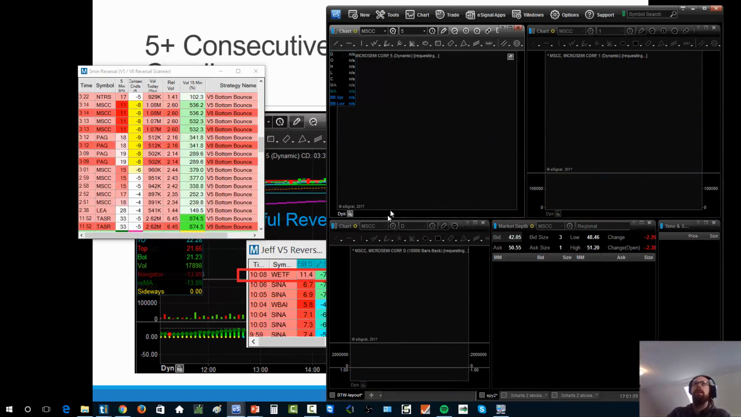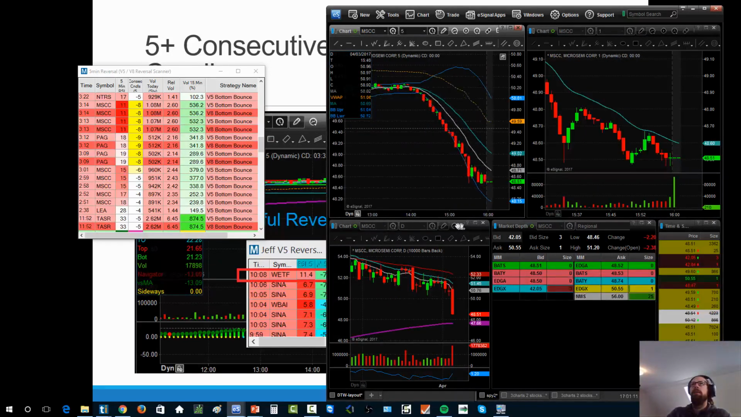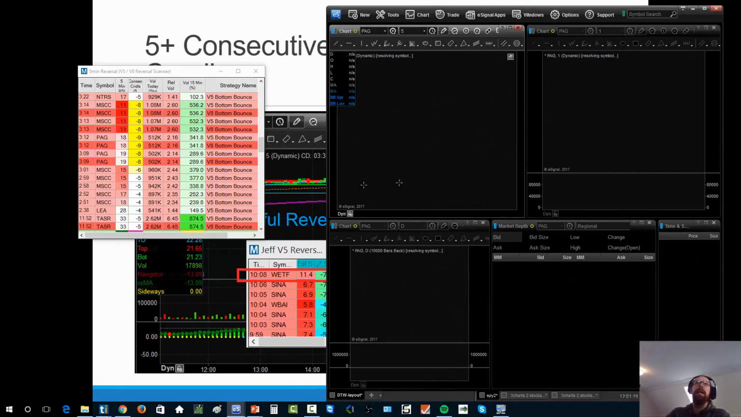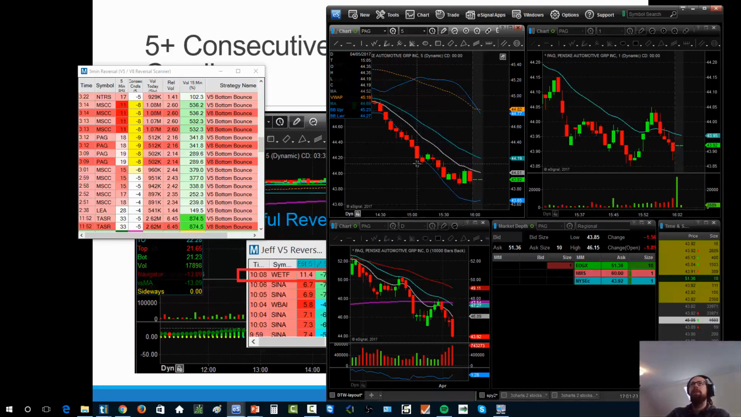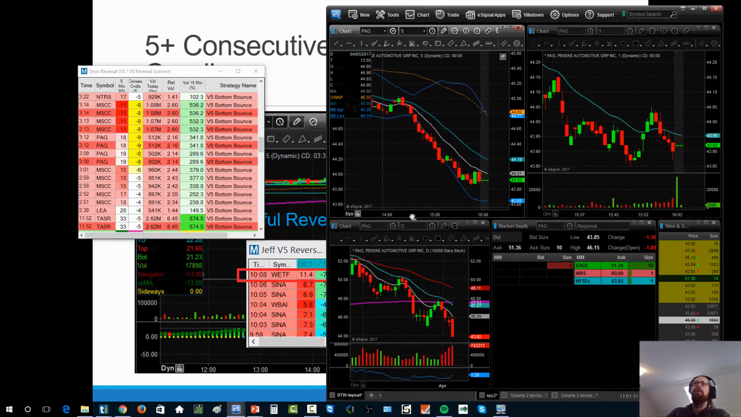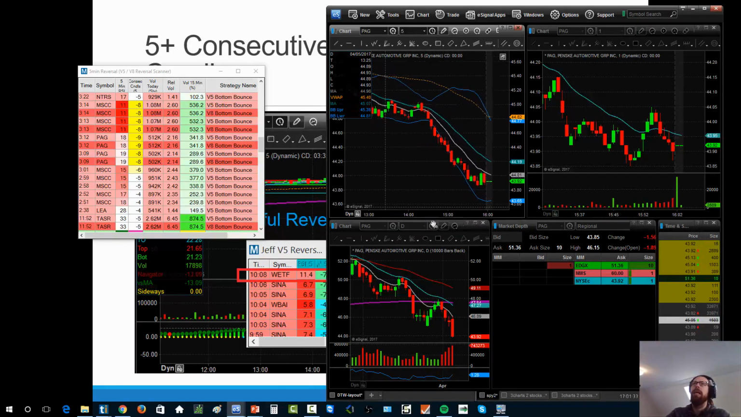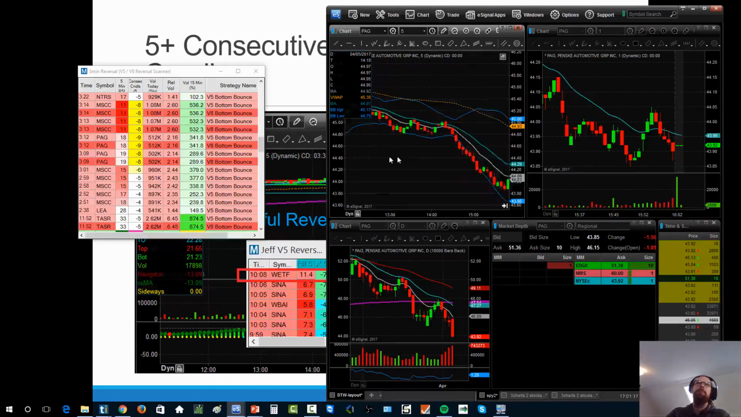MSCC. So this one, 8 consecutive candles, but it never bounced. No bounce. PAG, 9 consecutive candles. Really not much of a bounce. It bounced up like 4 cents and then flatlined. So that would have been one of the trades that's kind of break even. You just get in, doesn't work, and you get out. The fact that the market was weak wouldn't probably have helped these ones.